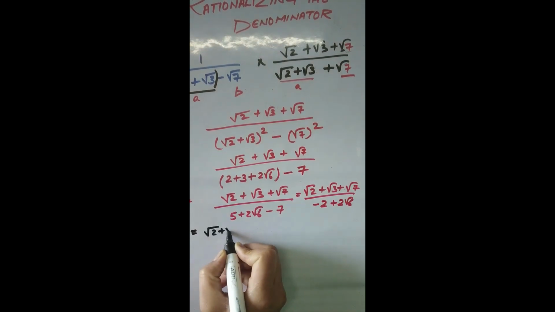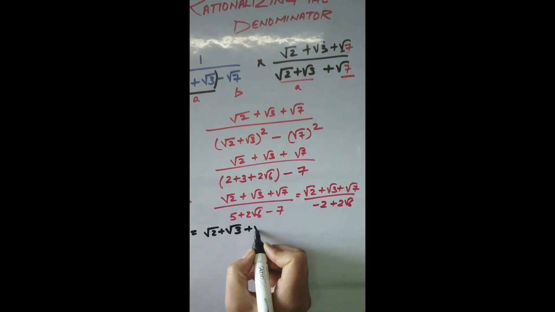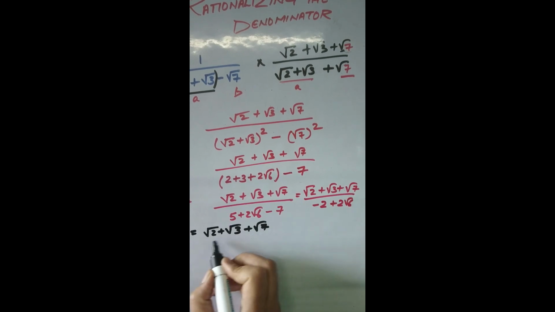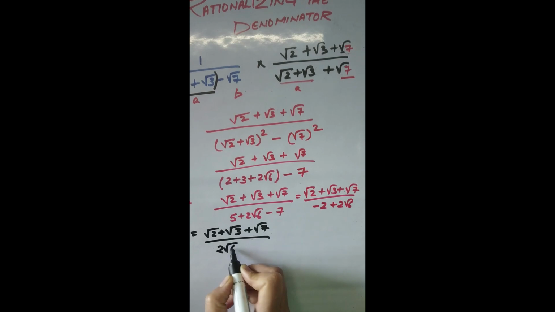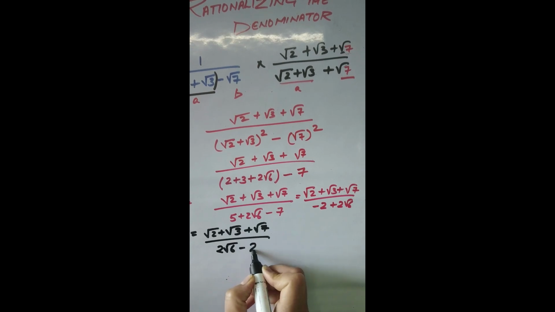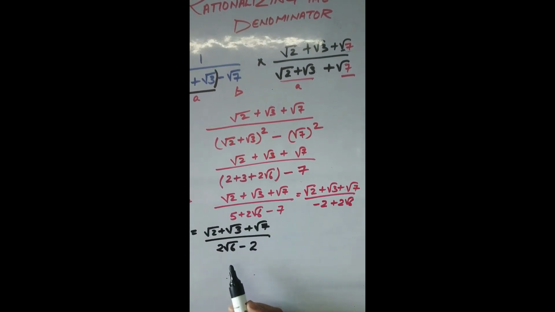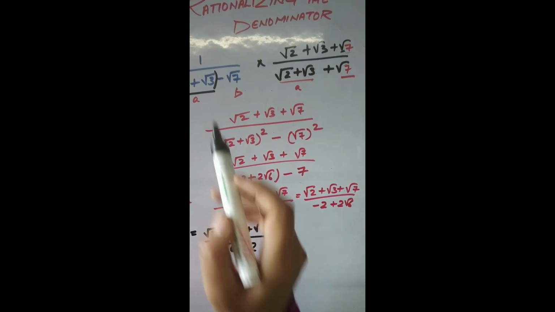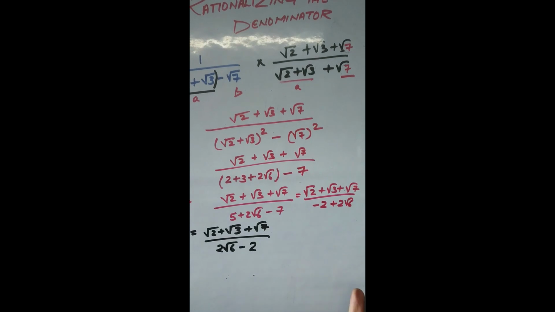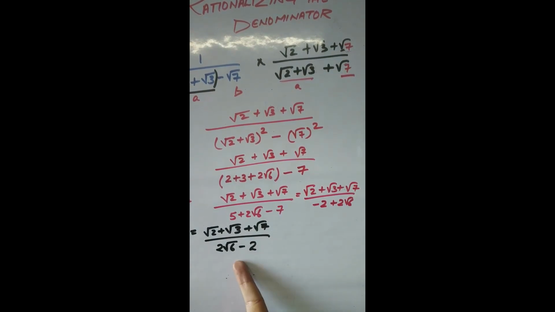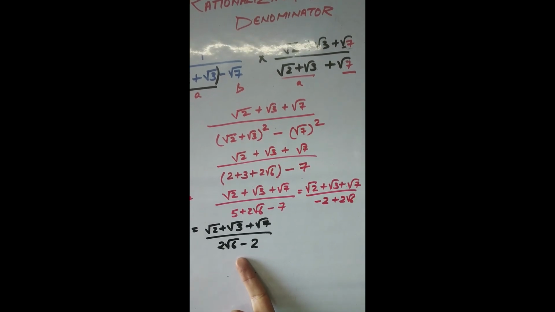Root 2 plus root 3 over, I'm just writing it like this, root 6 minus 2. But at least the denominator is not as complex as it was in the beginning. So now we have to rationalize it again. Okay, because the simplification level has not reached. Our denominator is not rational yet.